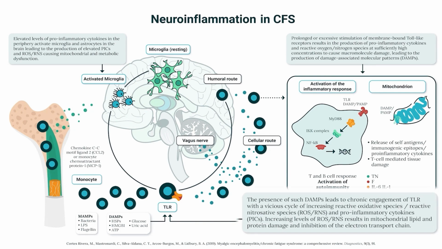So the presence of DAMPs and MAMPs that we talked about and their engagement with the TLR can result in a vicious cycle of increasing reactive oxygen species, ROS as we call it, or reactive nitrosative species, and pro-inflammatory cytokines. And this involves both the periphery and also the brain. So this is, in summary, how stress and neuroinflammation come together.